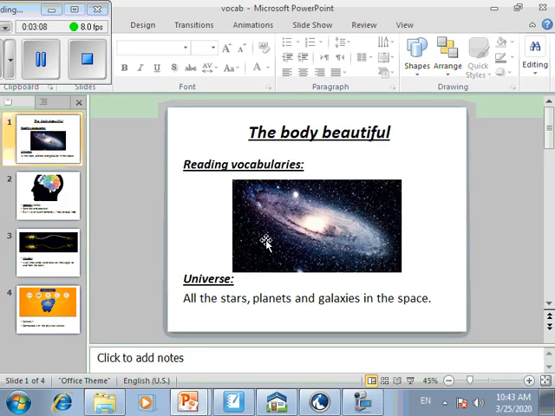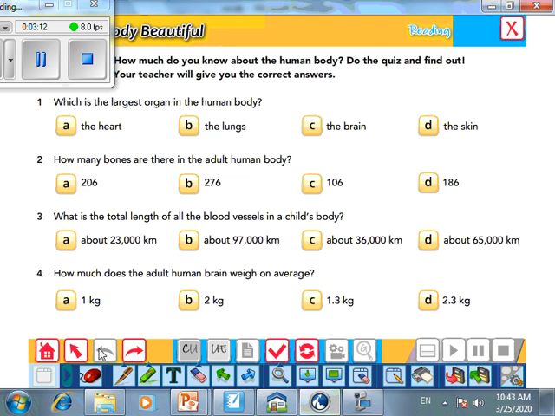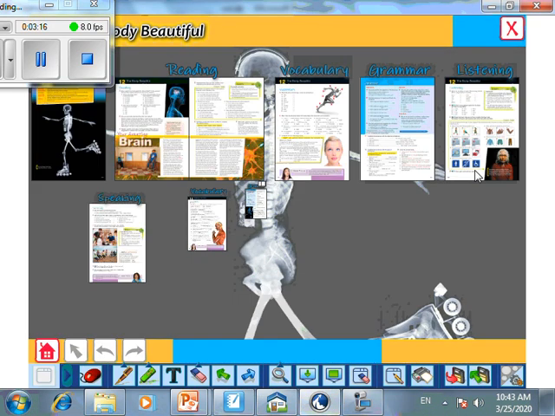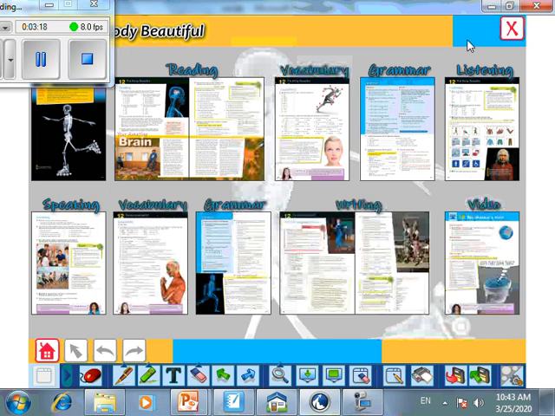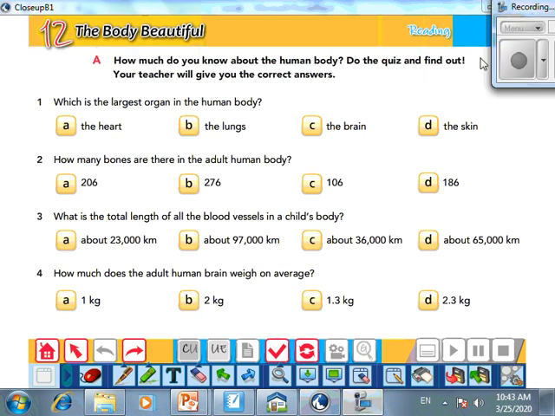Okay, that's all regarding the words that you may find difficult in the reading comprehension. Now I want you to go to Unit 12 in Close-up. Open Close-up page 148. Let's answer these questions. They depend on general information. Which is the largest organ in the human body? The heart, the lungs, the brain, or the skin?